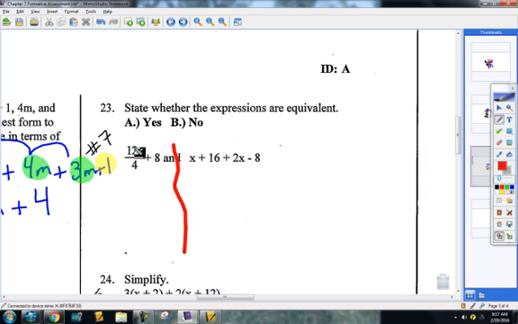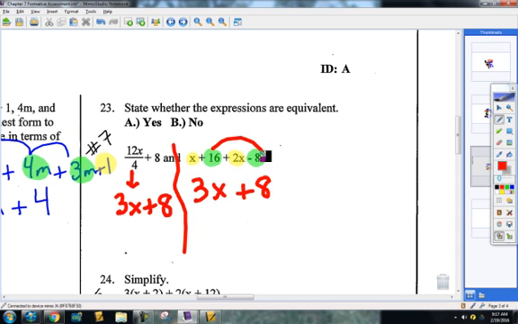Okay, if I have 12 x's and I'm dividing them by 4 x's, how many x's do I have? I have 3 x's plus 8, right? And then over here, if I'm combining like terms like we've been doing, I have x and 2x, that makes 3x, right? And then I have 16, but here's the difference. That's minus 8. So what is 16 minus 8, guys? 8. Plus 8. So the answer is yes.